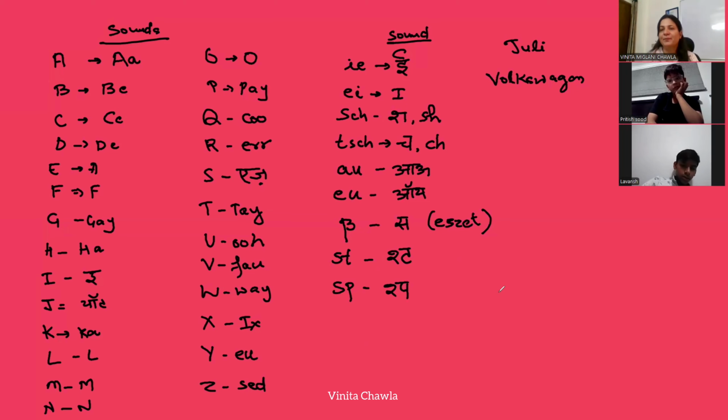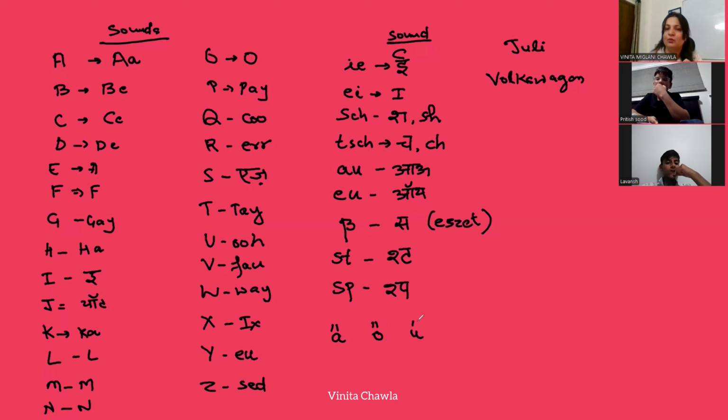There are certain letters where you will find A and a double dash above A, O and a double dash above O, U and a double dash above U. You will find letters like this. This double dash is called umlaut. And if this umlaut is on A, then it gives the sound of A.